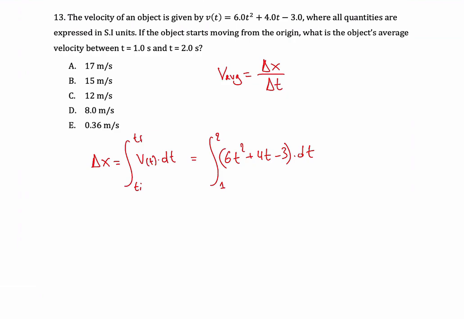So it will be 6x squared plus 4x minus 3, and the result is 17 meters. Now that we know the displacement delta x, we can say that the average velocity is displacement over time. The time is from 1 second to 2 seconds. It is 1 second. So the answer is 17 meters per second.